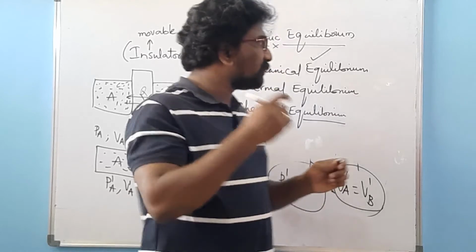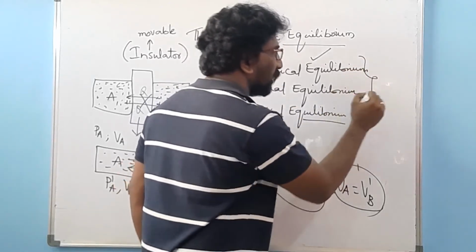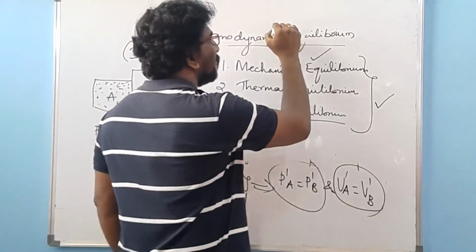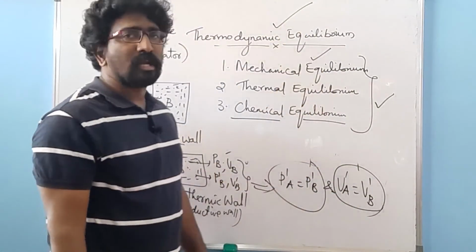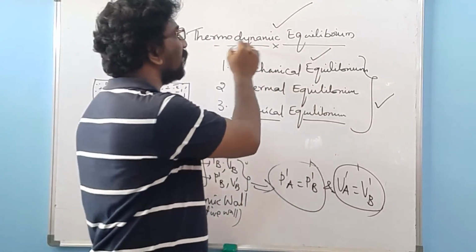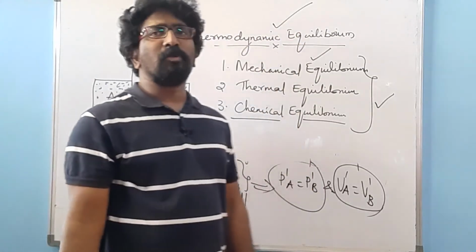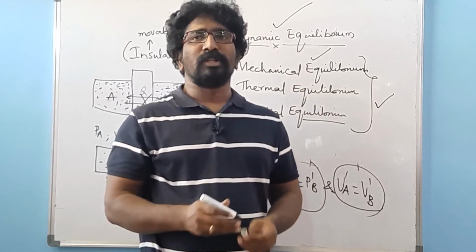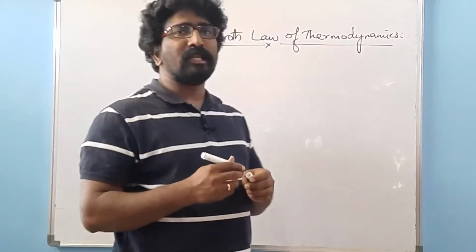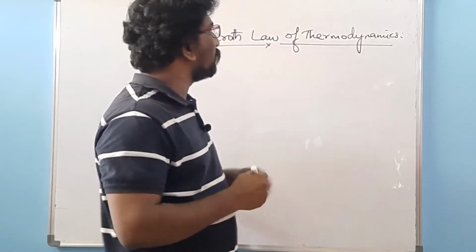If both are the same, then we can say that the system and the surrounding area are in chemical equilibrium. Once these three equilibriums are satisfied, we say that the system and the surrounding area are in thermodynamical equilibrium. So that is regarding what is meant by thermodynamical equilibrium. Let us see now what is meant by Zeroth law of thermodynamics. Statement.